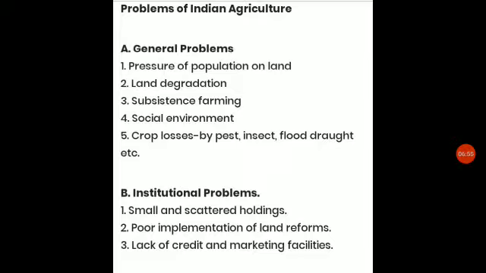Lack of credit and marketing facility. Indian farmers, owing to poverty, could not adopt modern techniques of agriculture as they could not fund the agricultural development activities. Thus, this was not supplemented by credit, and even if they had a good harvest, a good yield, marketing facilities were lacking.